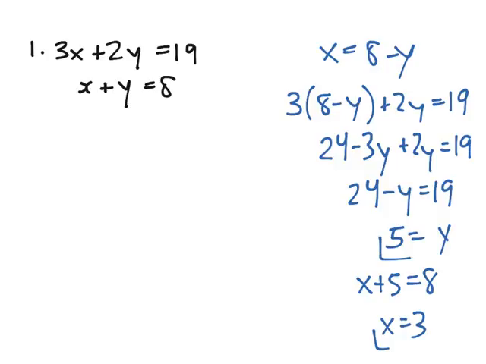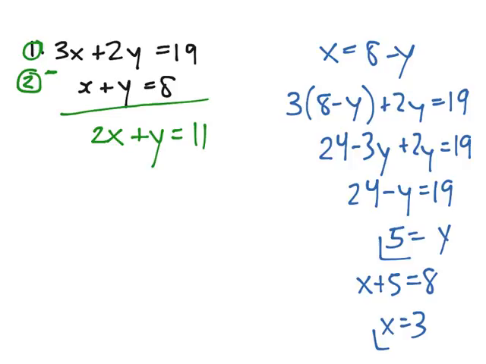So let's try elimination. When you're using elimination, you aim to eliminate one of the variables. And you can do this by subtracting the equations from each other. That works. So here, if this is equation 1, this is equation 2. If we subtracted them from each other, we would get 3x minus x, that's 2x, 2y minus y, that's y, is equal to 19 minus 8, which is 11.